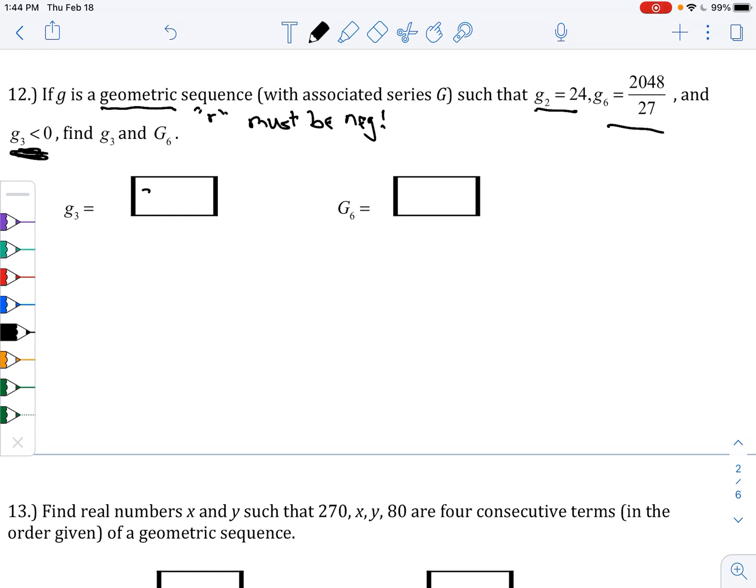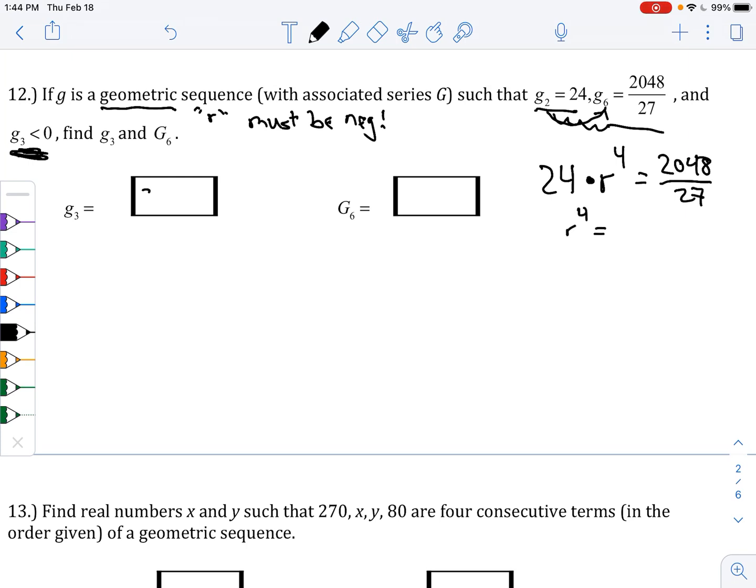So first thing we can do: if I'm starting with the second term of the sequence and multiply, let's see, 3, 4, 5, 6, so it's got to go up 4 units. So 24 times r to the power of 4, again that growth rate, is going to get us to G6, 2048 over 27. Hope that makes sense. G2 to G6, that's going to be 4 steps. All right, I'll take 1/24 on each side.